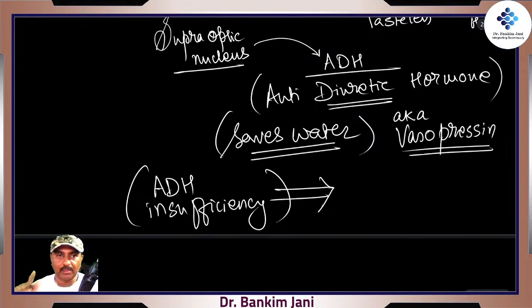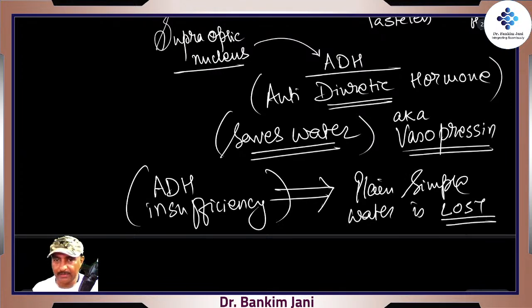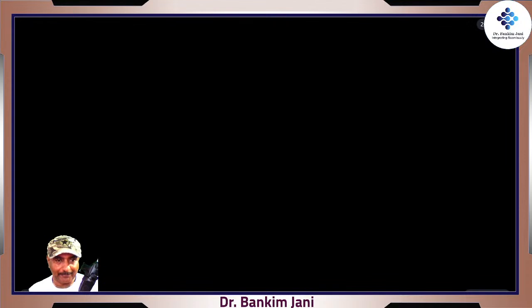A large amount of plain simple water is lost, right? It has got nothing to do with electrolytes. So simple plain water is going out. Obviously, this simple plain water which is going out is from the ECF, right?